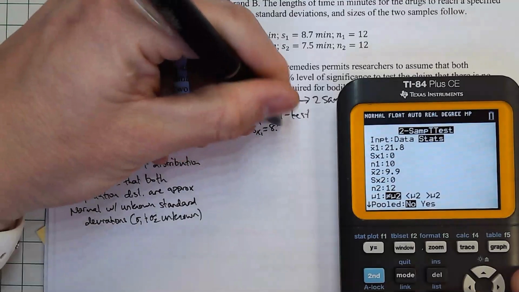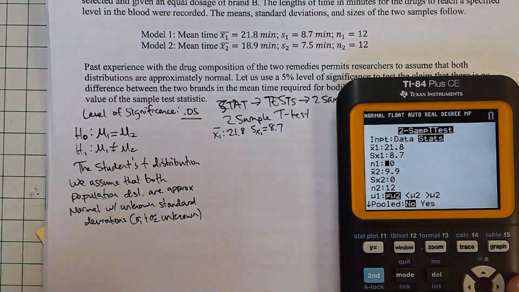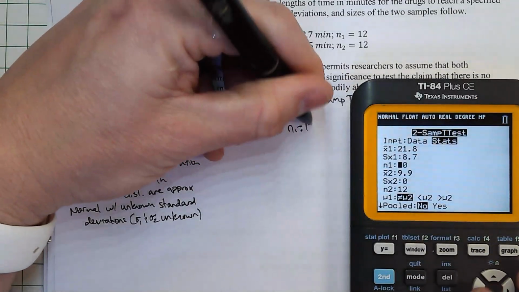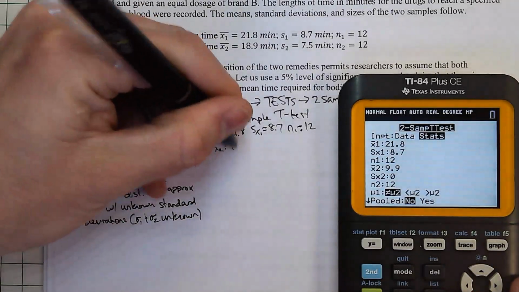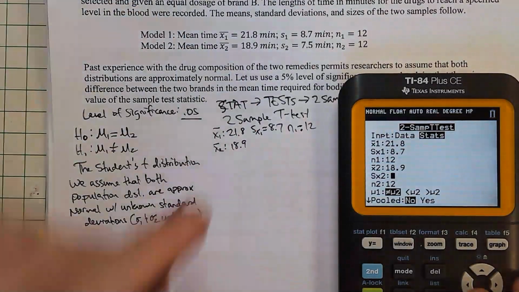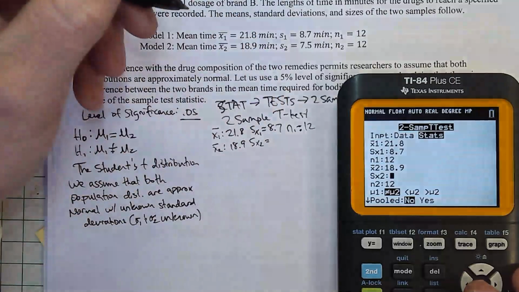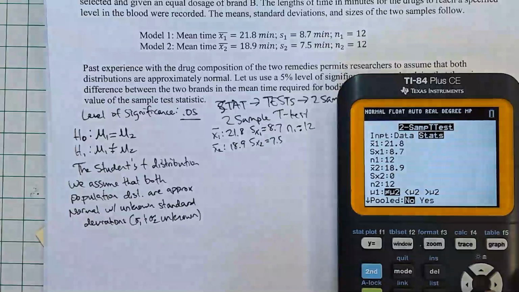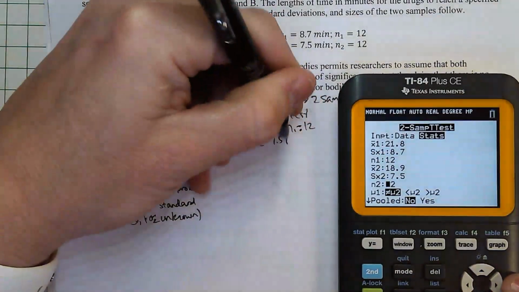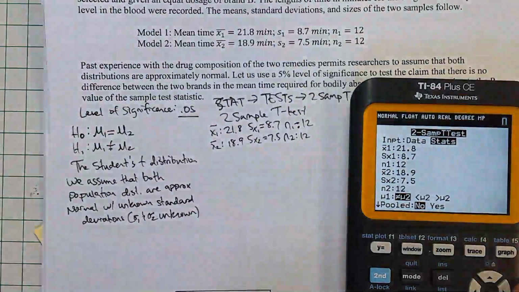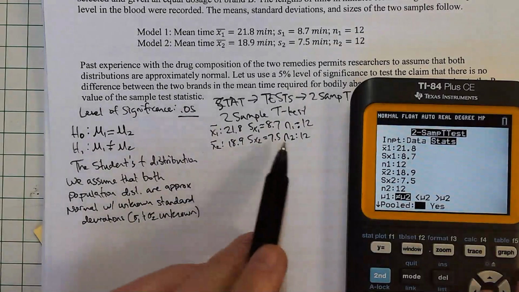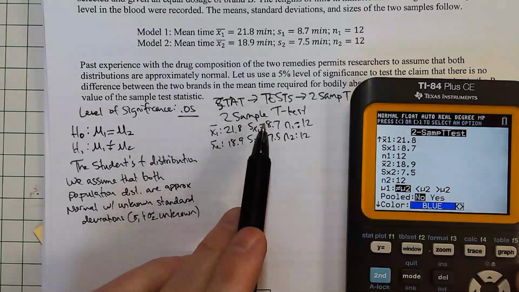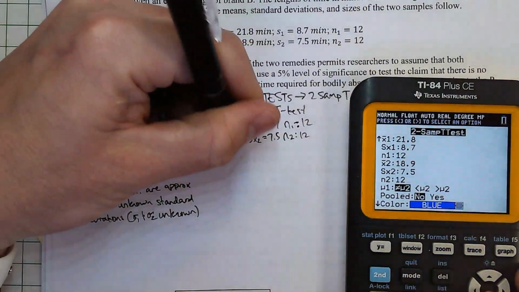Sx1 is 8.7. N1 is 12. X bar 2 is 18.9. Sx2 is 7.5. And then N2 is 12. And it's not equal to, and we put no for pooled. That's a whole other issue we'd have to talk about, telling if the variances are the same or not. We're not getting into that. So no for pooled.